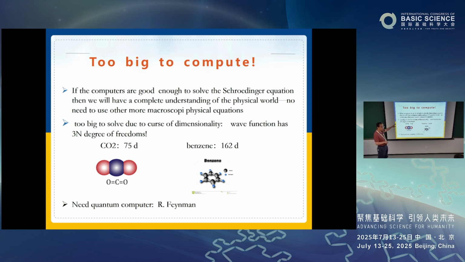Because here you have to solve equations in hundreds of dimensions. For example, if you want to simulate the molecule carbon dioxide, it's a 75-dimensional Schrodinger equation. But our world is 3D. Solving three-dimensional Navier-Stokes is already hard enough. Here we talk about 75 dimensions. For benzene, it's 62 dimensions. So this problem is the curse of dimensionality, just simply impossible for a classical computer. That's why 40 years ago, Richard Feynman suggested we should develop a quantum computer to solve this equation.